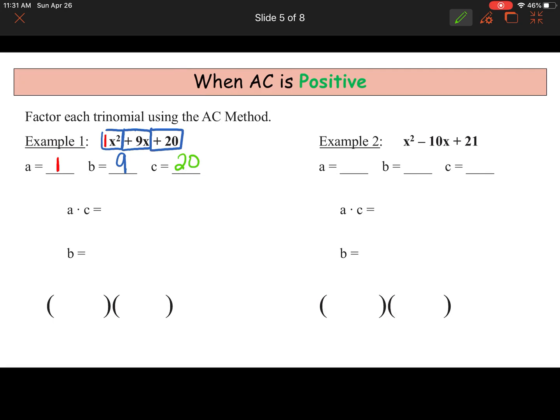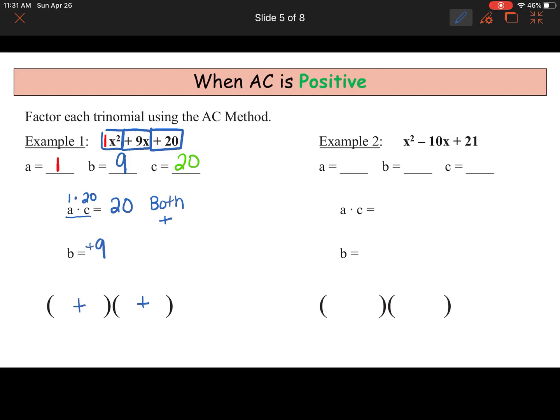Next thing we're going to do is take our numbers. We want to multiply A times C. A is 1 times C is 20, so 1 times 20 gives me 20. Because A times C is positive, we know that both terms in my parentheses are going to be the same sign as B. Since B is 9 and it's positive, both terms are positive. So I'm going to put a plus and a plus, leaving some space for my numbers in between the signs.